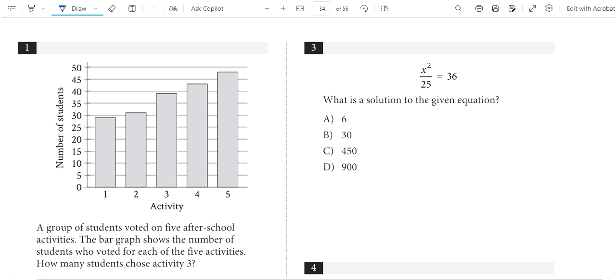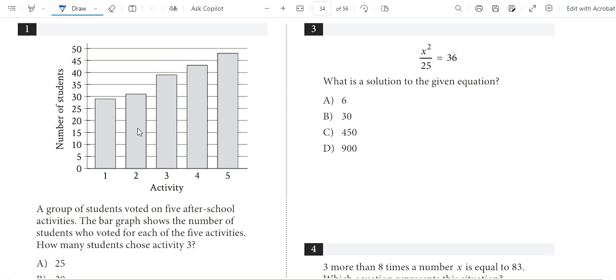Okay, question one. This first question says a group of students voted on five after school activities. The bar graph shows the number of students who voted for each of the five activities. How many students chose activity 3? I want you to try this out and I'm going to explain this.